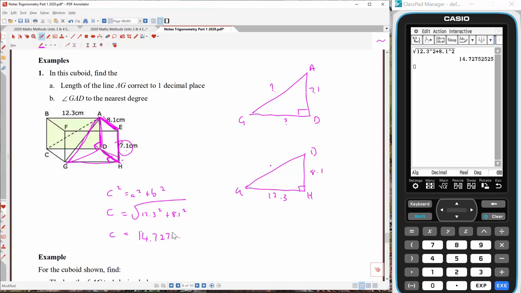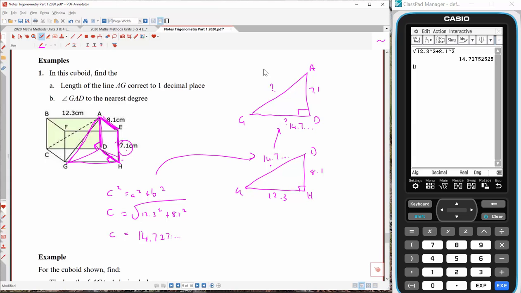14.727 dot dot dot. Now I know that this says here to 1 decimal place, but what we're going to do is use these exact values until the very end, and then round the answer to 1 decimal place. All right, so now we know that this length here is 14.7 dot dot dot, which is that length there. So we're going to use that to get this length here. Okay, so that's the working out for that.